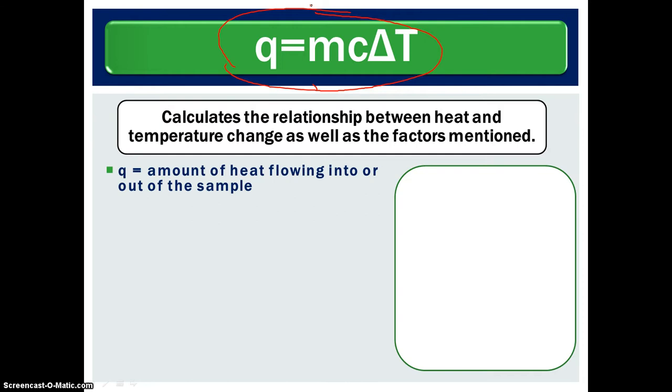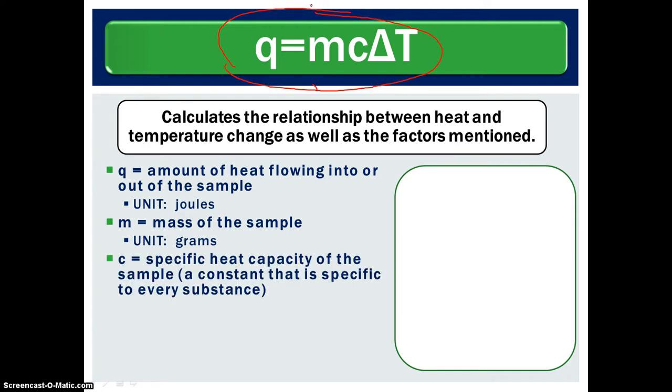So Q is the amount of heat flowing into or out of the sample. Its unit usually is joules. Sometimes you'll see it in calories, like we talked about the other day. The mass of the sample will have units of grams, as we know.